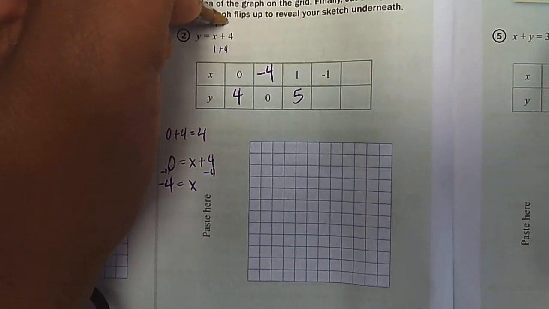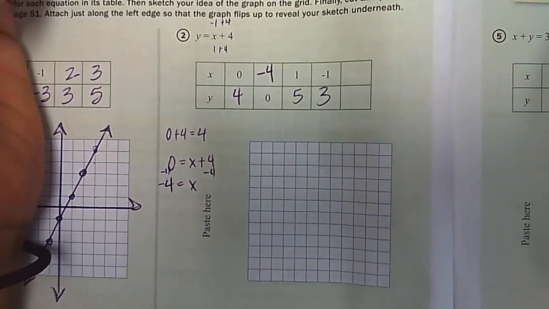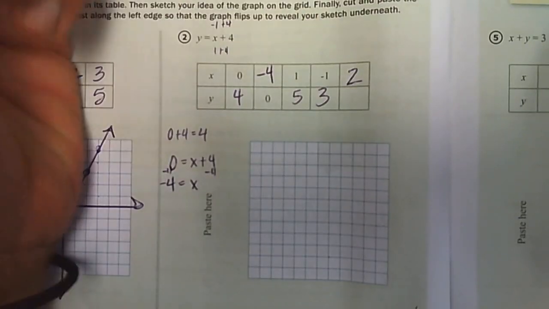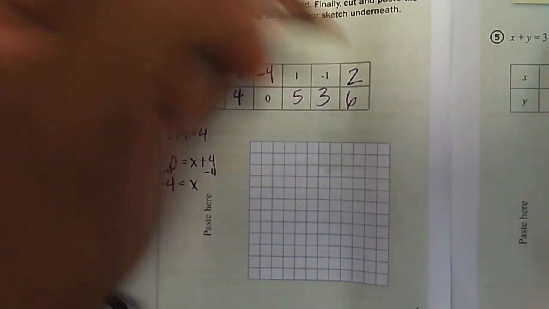So 1 plus 4 is 5. Negative 1 plus 4 is 3. I'm going to keep it close. So 2 plus 4 is 6.